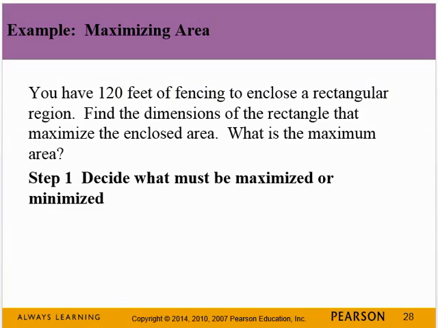So, our example is maximizing area. You have 120 feet of fencing to enclose a rectangular region. Find the dimensions of the rectangle that maximizes the enclosed space. So to decide what must be maximized or minimized, well, we just answered that. It's maximized. So you're looking for the max.